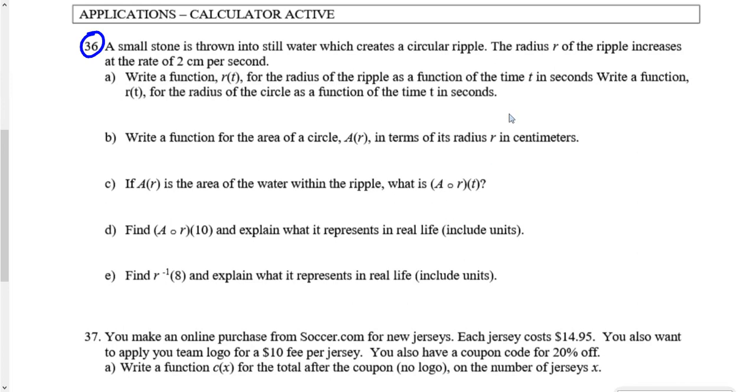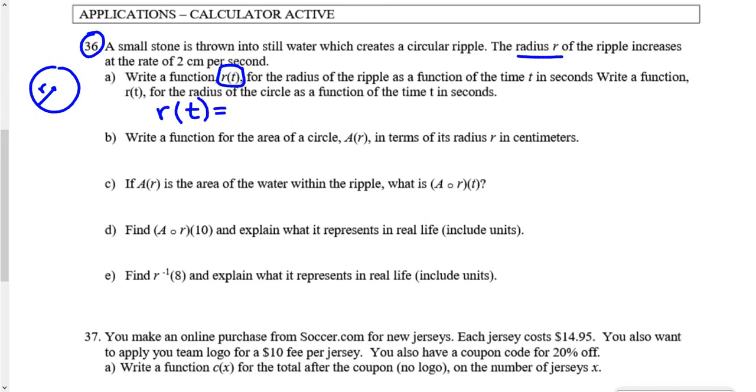The radius r of the ripple increases at a rate of 2 centimeters per second. So we've got a little circle here, and this is our radius r, and it's spreading out like a ripple in the water. We're supposed to write a function r of t for the radius of the ripple as a function of time t in seconds. Looks like I wrote the sentence twice, sorry. So what's r of t?